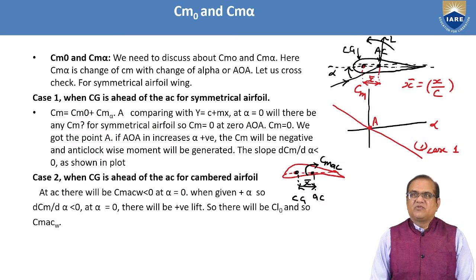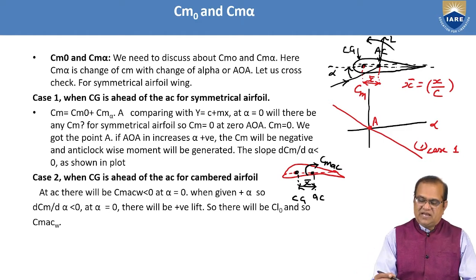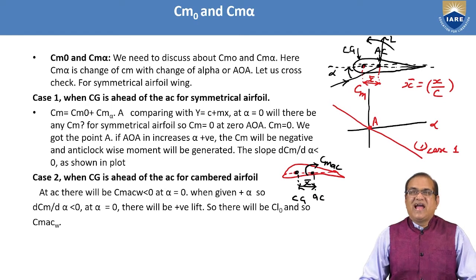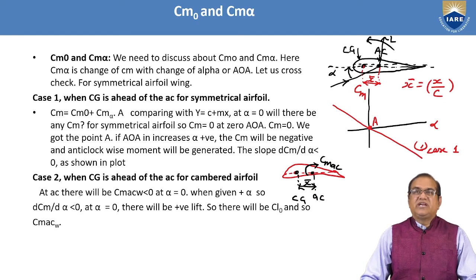Now here I am going to discuss the very important parameters Cm naught and Cm alpha. I have already discussed what the meaning of Cm naught and Cm alpha is. You might remember that for longitudinal static stability, Cm naught, the coefficient of moment at zero angle of attack, should be positive.